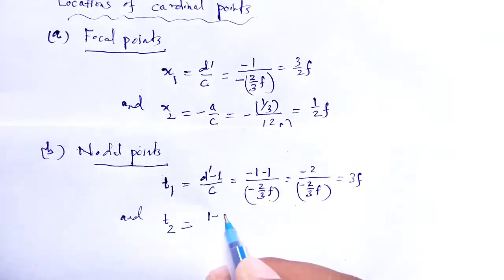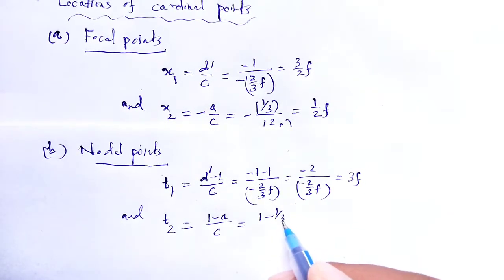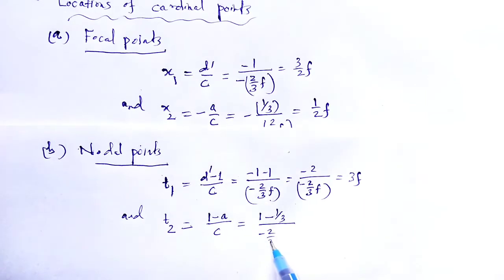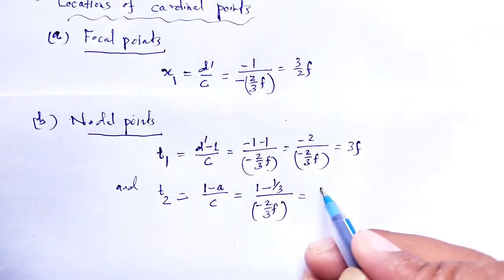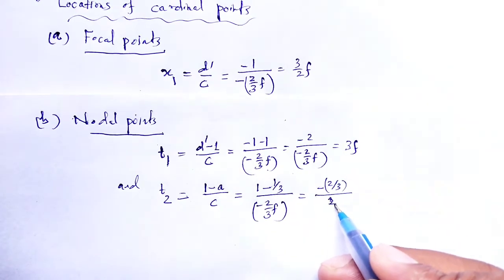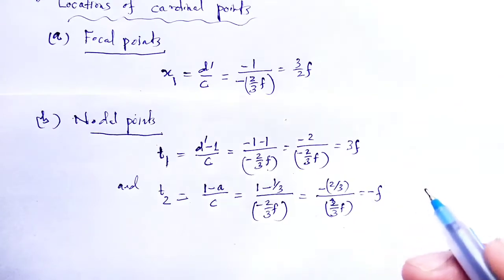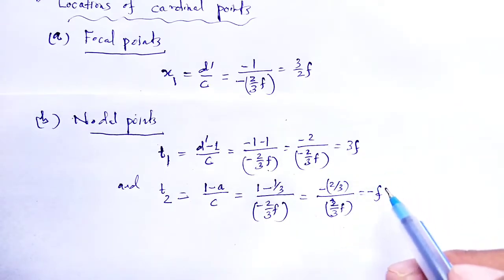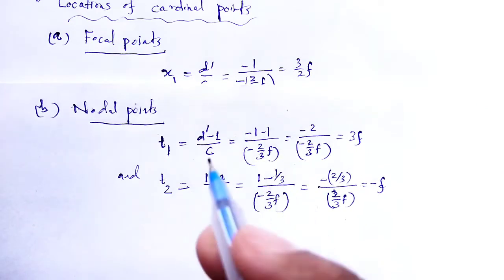that is 1 minus a divided by c, 1 by 3 divided by minus 2 by 3f, minus 2 by 3 divided by 2 by 3f is minus f. So 3f and minus f are the positions of the nodal points.